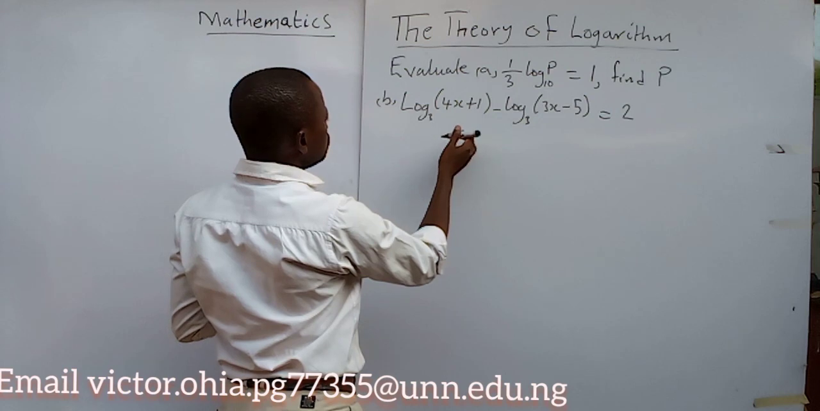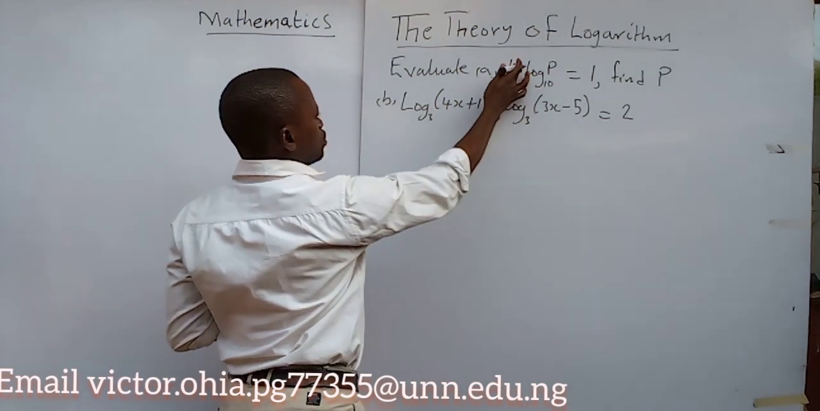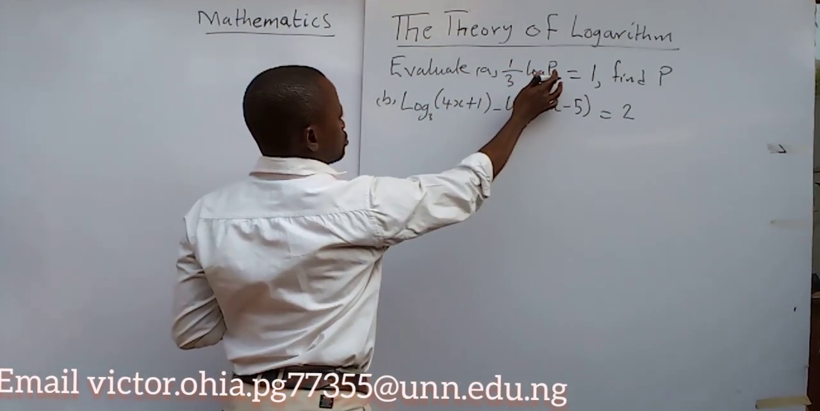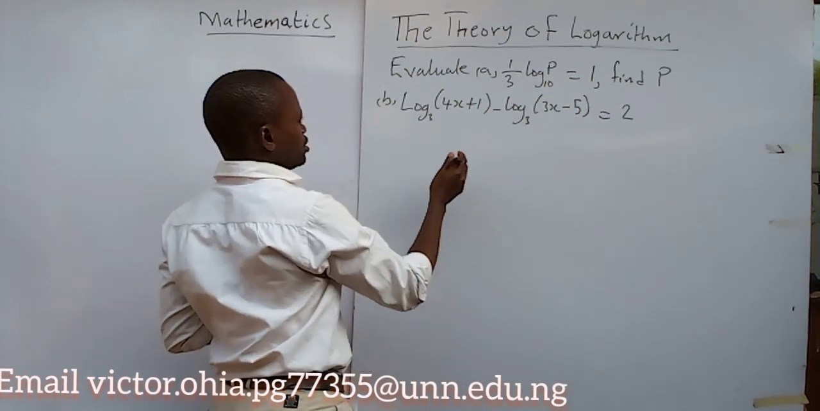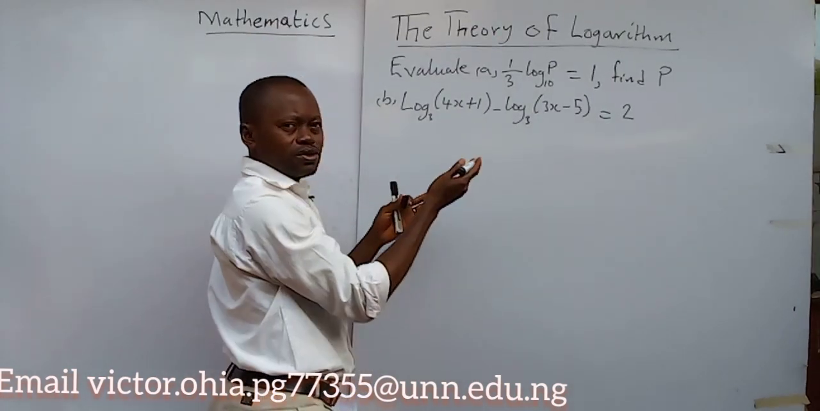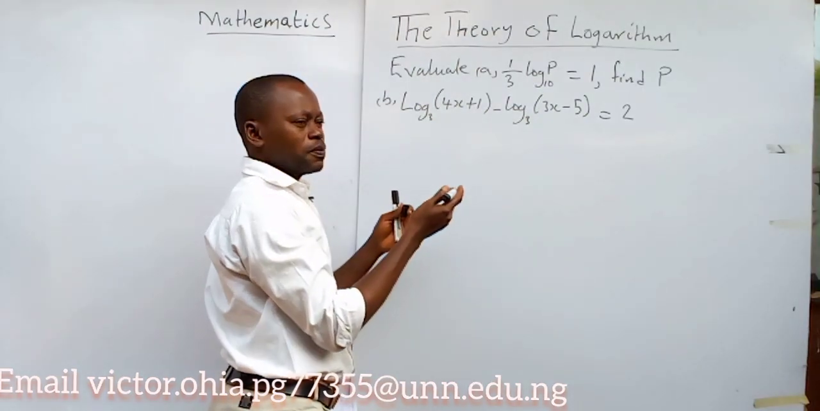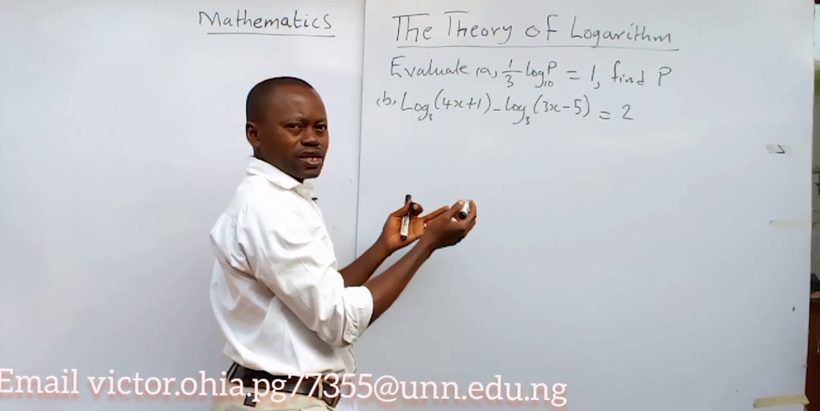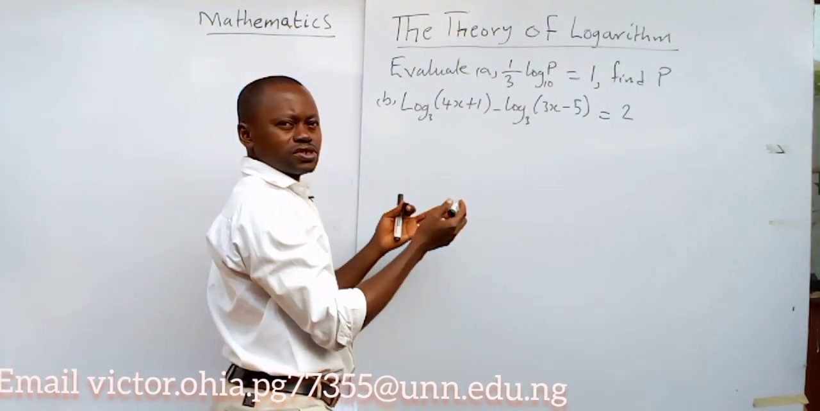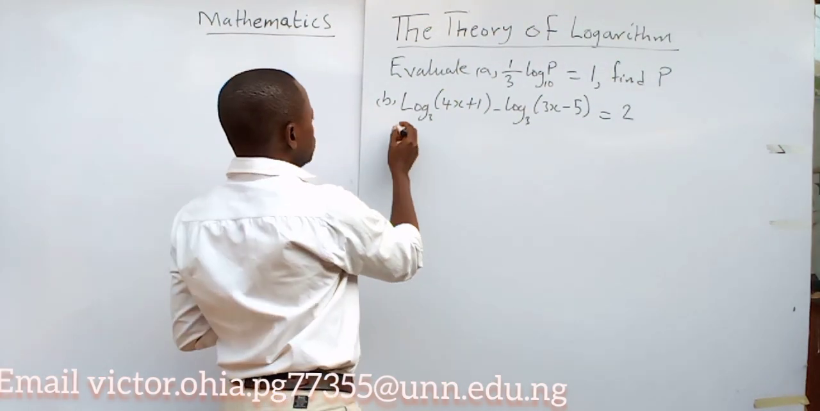This problem says 1/3 log p in base 10 is equal to 1. Find p. As simple as this question might look, one may not think out the easy way to handle it. But let's just see what can happen. Solution.